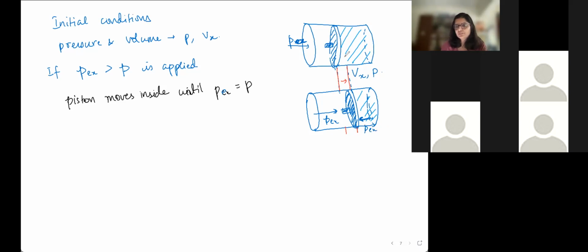So what do you observe? Pressure has changed from P to Pex because it had to equalize. What do you observe about the volume? Here Vx was the initial volume, then what happened? Volume is reduced. Volume decreases. Yes.